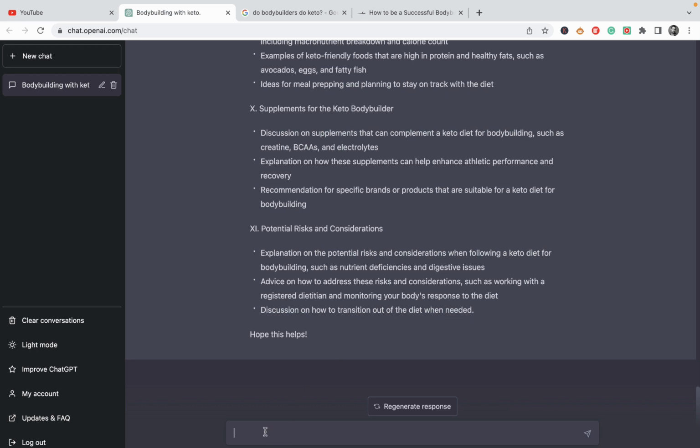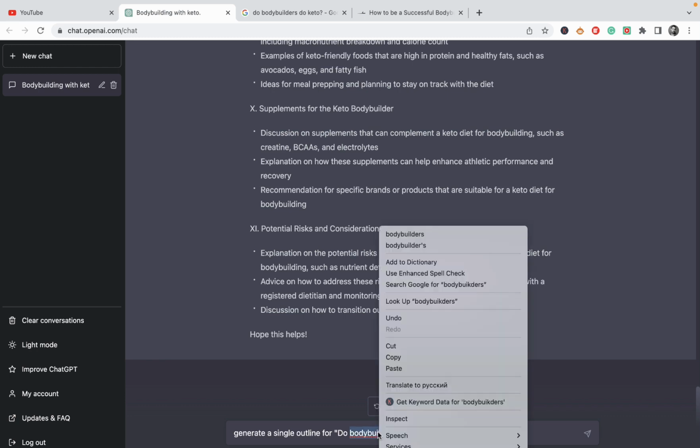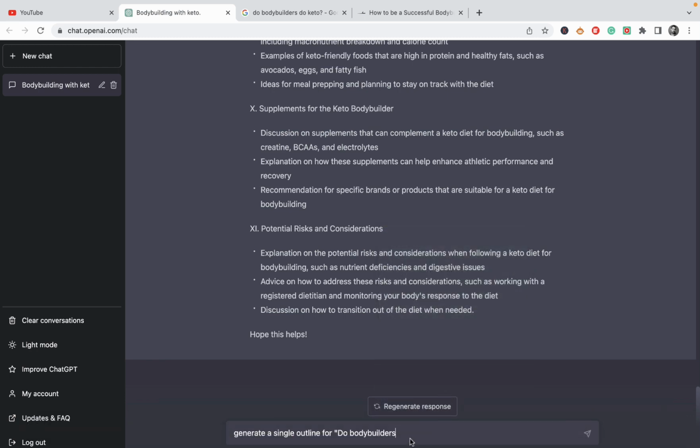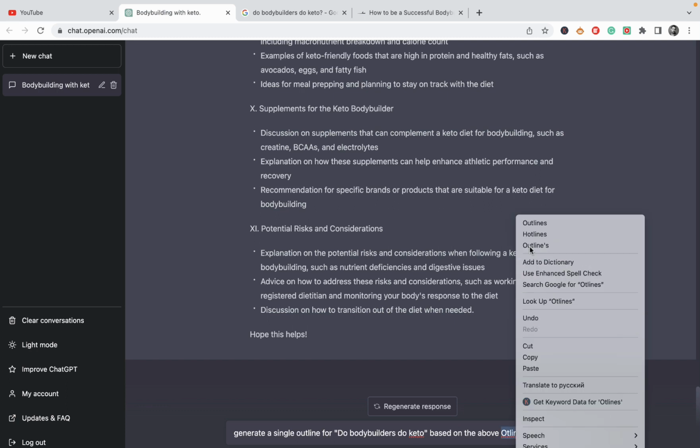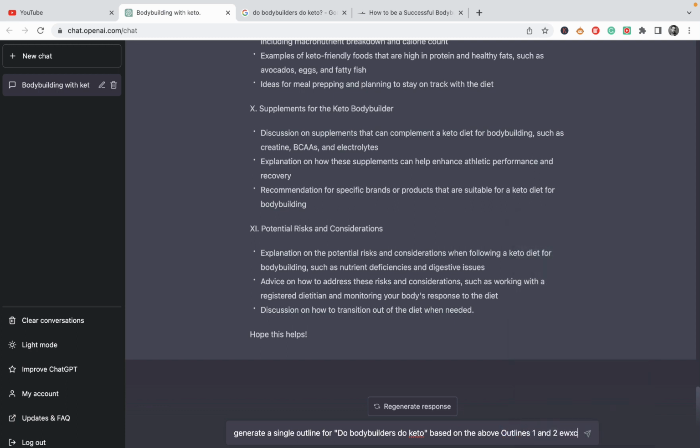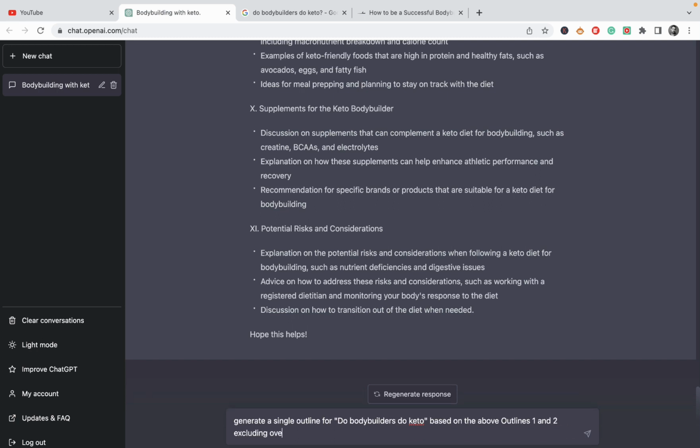So right now we can say, generate a single outline for do bodybuilders do keto. This word drives me crazy. Like I've misspelled it so many times already. Generate a single outline for do bodybuilders do keto based on the above outlines 1 and 2, excluding overlapping, similar information. Okay.